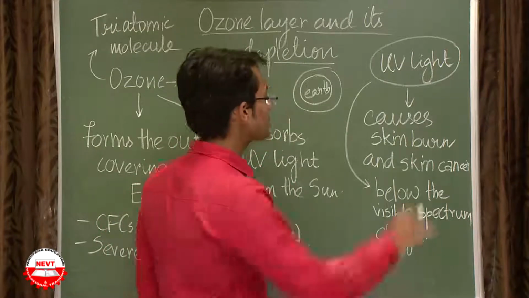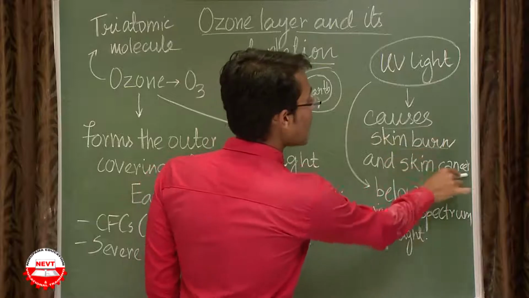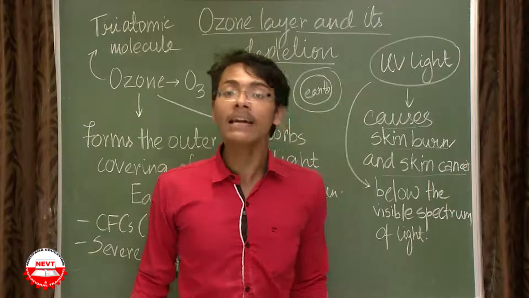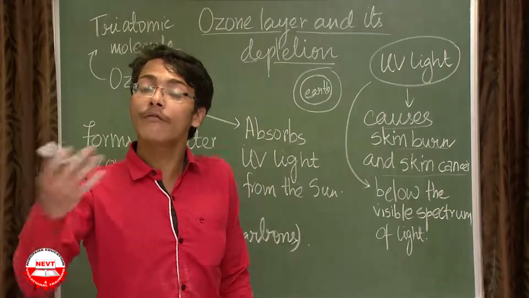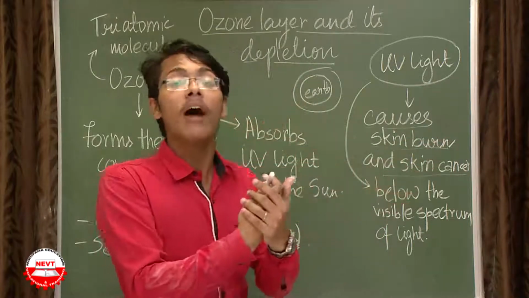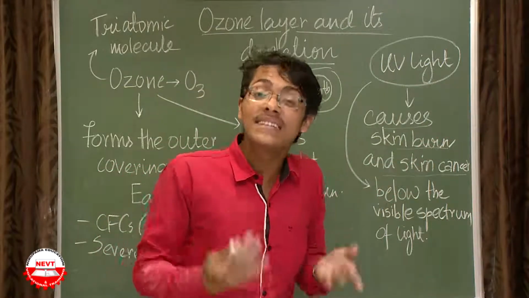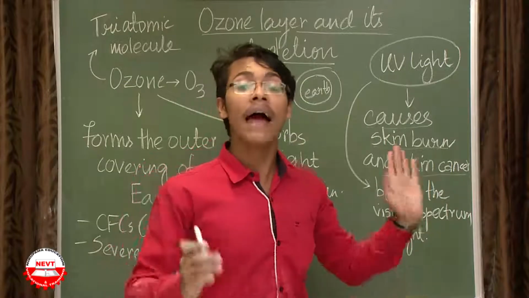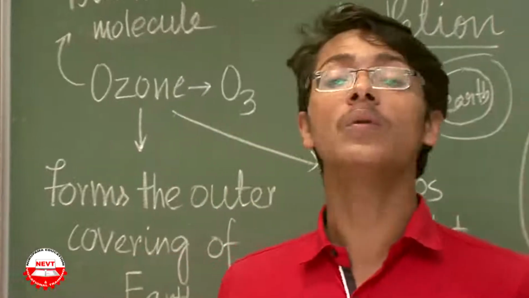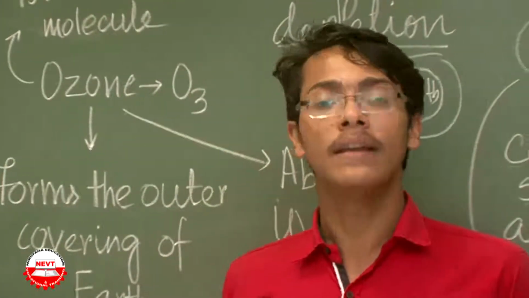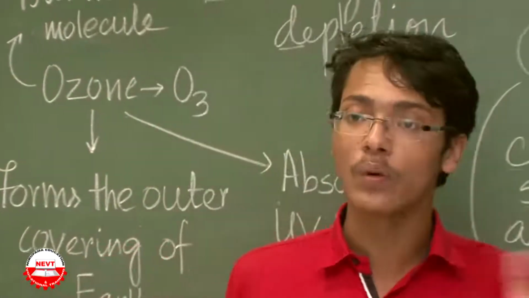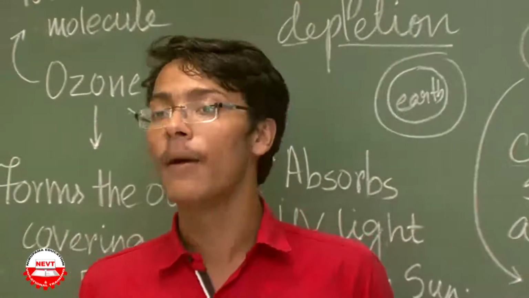What it causes is skin burn and, at last, skin cancer. UV light coming from the sun, when it falls on my skin, can cause skin burn and melanoma, that is skin cancer. So you can conclude that the ozone layer is so imperative in our nature. You can have this question in your examination, what is the importance of having the ozone layer? Then you shall write all these points.